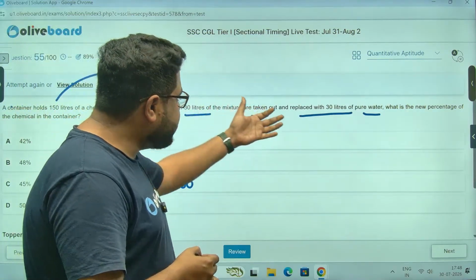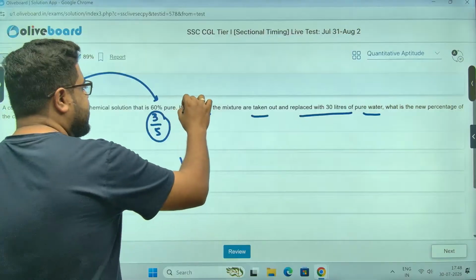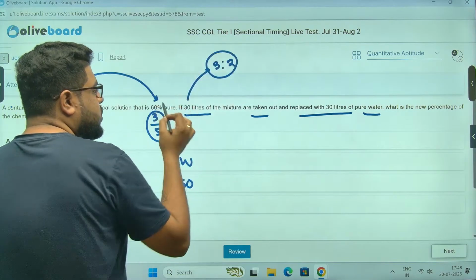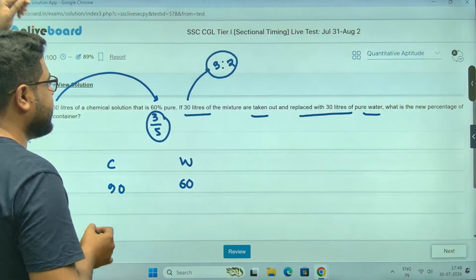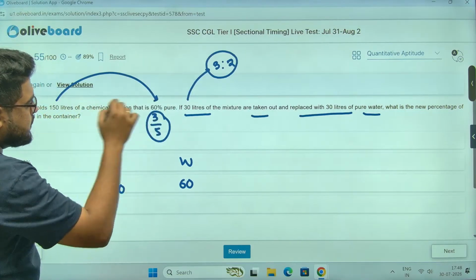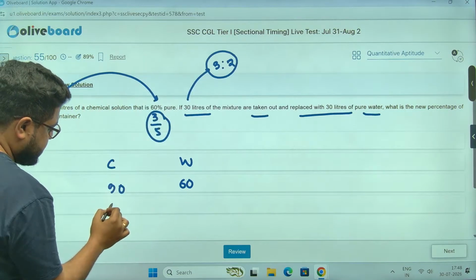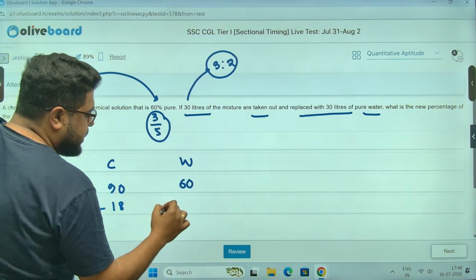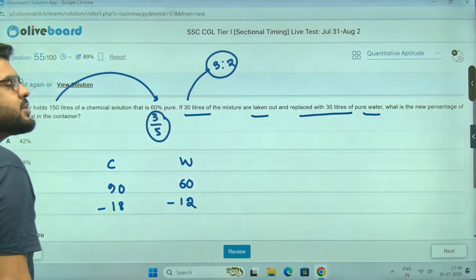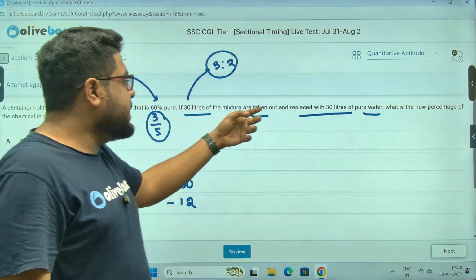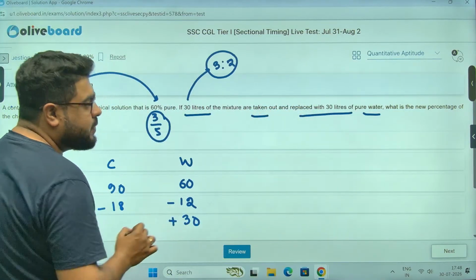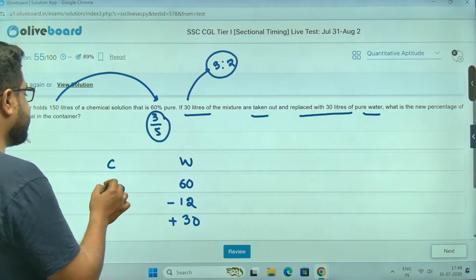30 liters of this mixture is taken out. So in this 30 liters also, I'll have 3:2 as the ratio. So in this 30 liters, how much is chemical? 3/5 of this, so 6 threes are 18 liters. So this much chemical is gone, and 12 liters of water is gone in 30 liters. Now replaced with 30 liters of pure water. What is the new percentage of the chemical in the container?